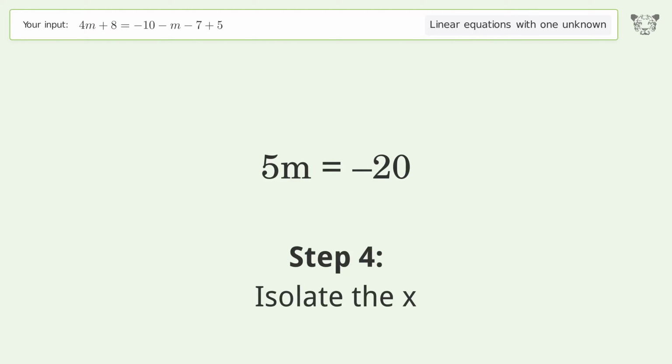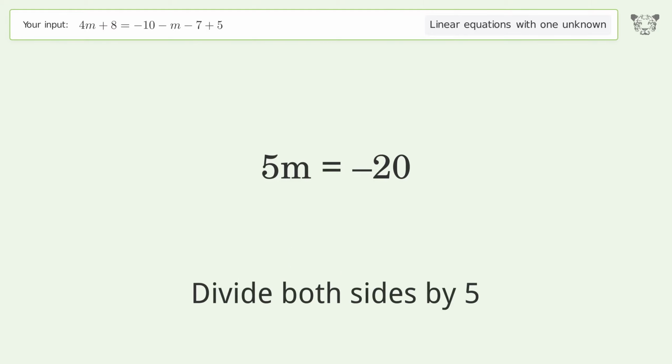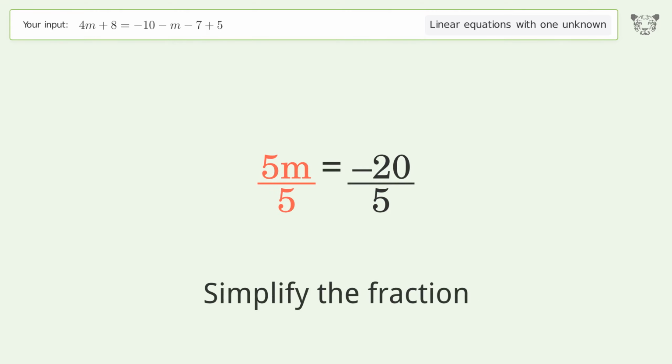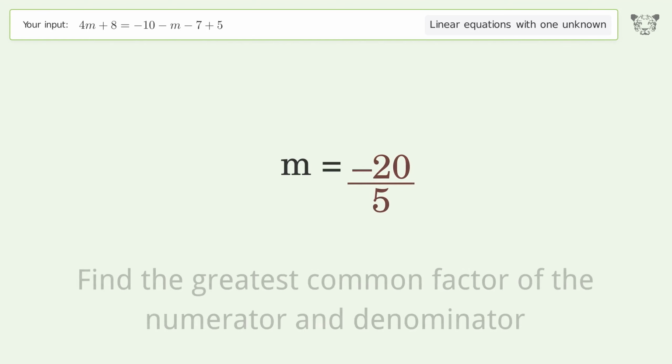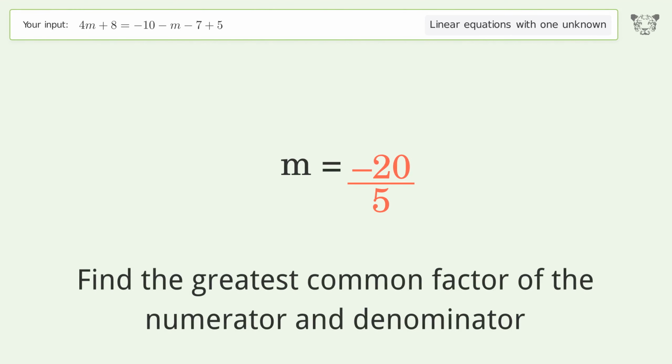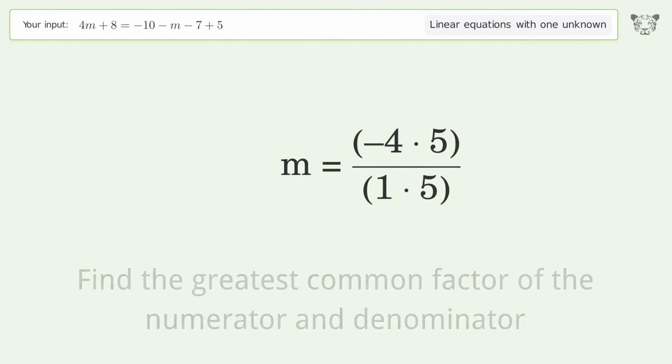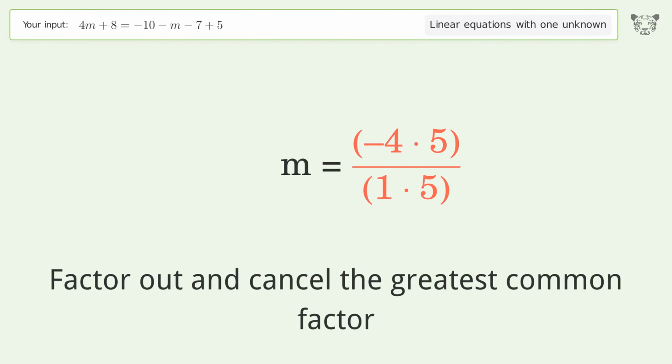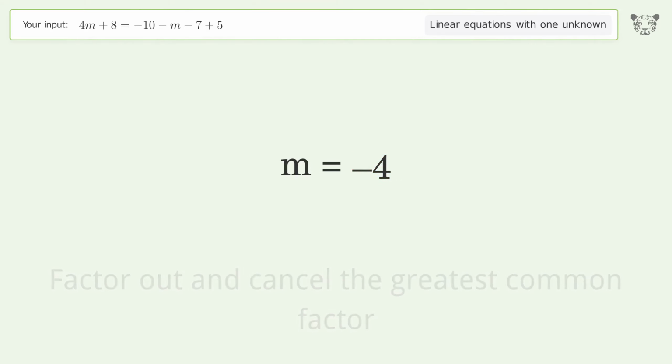Isolate the x. Divide both sides by 5. Simplify the fraction. Find the greatest common factor of the numerator and denominator. Factor out and cancel the greatest common factor. And so the final result is m equals -4.